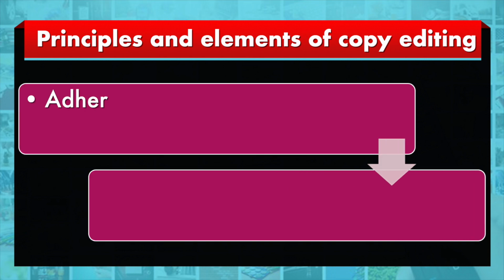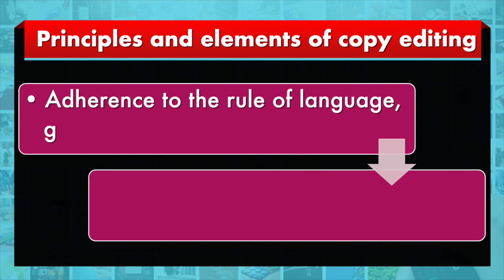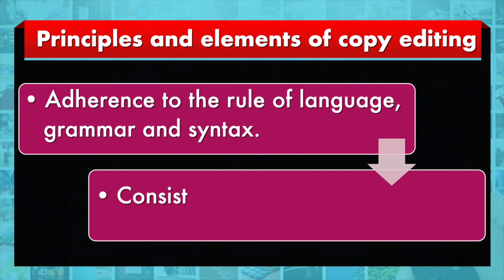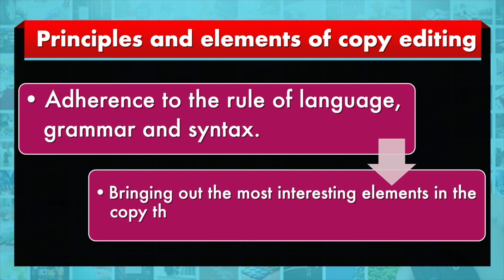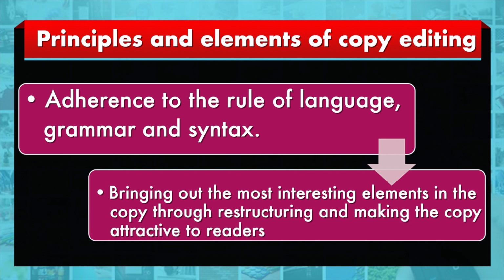To achieve and to maintain readers' interest in newspaper or magazine content, copy editing ensures a flawless flow in the copy with the help of adherence to the rules of language, grammar, and syntax. For the same ease in habitual reading, the copy editors consistently use the style book of the newspaper. Restructuring the story to give the most important detail in the top order also forms an essential element of copy editing and makes the content interesting.